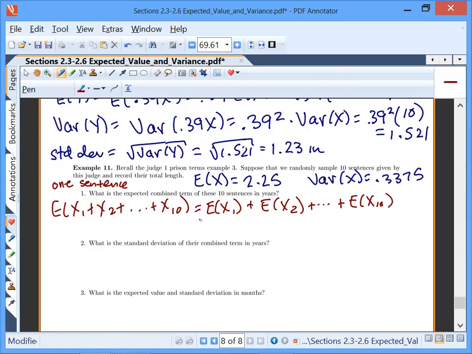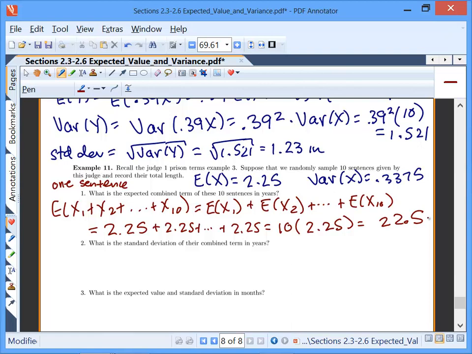And what is the expected value going to be for each one of these sentences? It is going to be 2.25 plus 2.25, and it turns out, how many times did I add it up? 10 times, so it's 10 times 2.25, which gives me 22.5. So the expected total length for 10 sentences is 22.5.